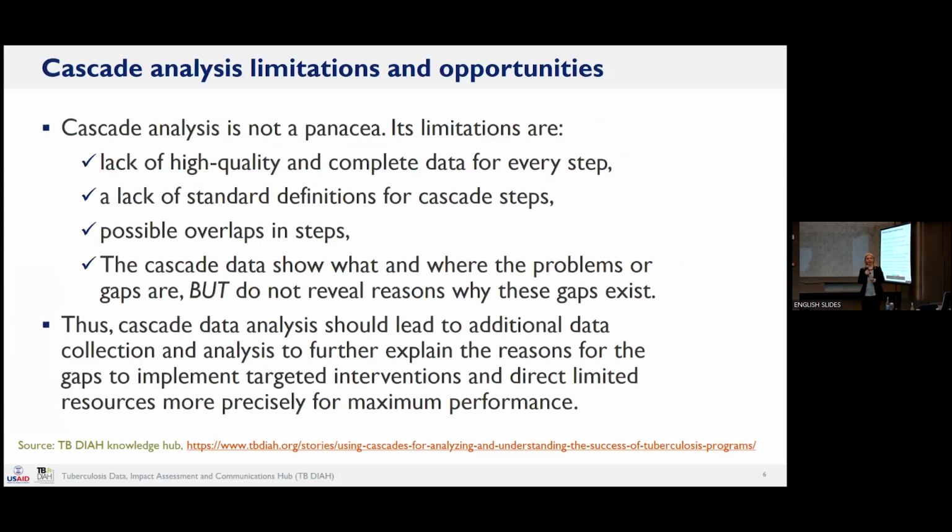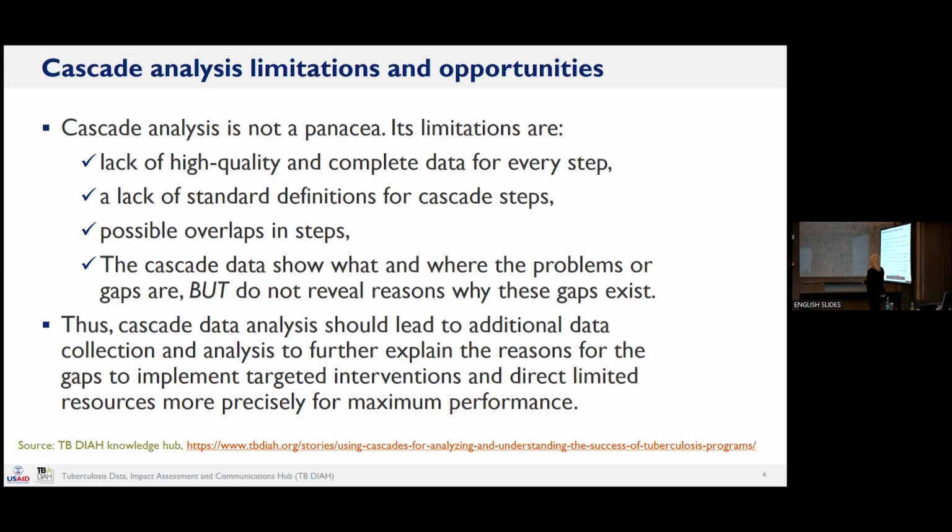Not limited to the programmatic questions, but however, of course, not everything is ideal. Not everything can provide answers to all questions. Of course, the cascade analysis has its own limitations. And what are these limitations? For instance, the cascade analysis is not a panacea, and its limitations are lack of high quality and complete data for every step. It is also a lack of standard definitions for the cascade steps.